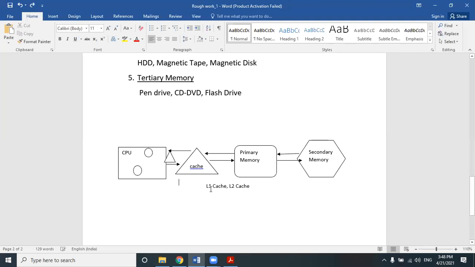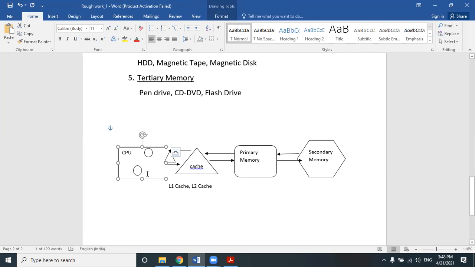Try to understand this concept. So this is a CPU, your processing unit. Look at this figure very carefully. This is the CPU, which is your processing unit, or your microprocessor. You can say Core i3, Core i5, Pentium 4, whatever it is.